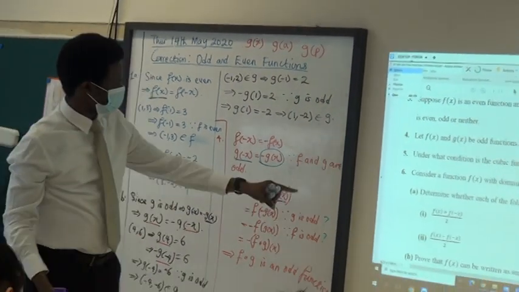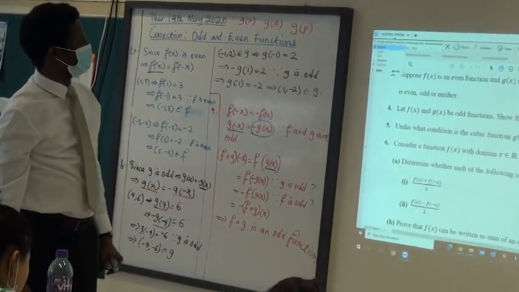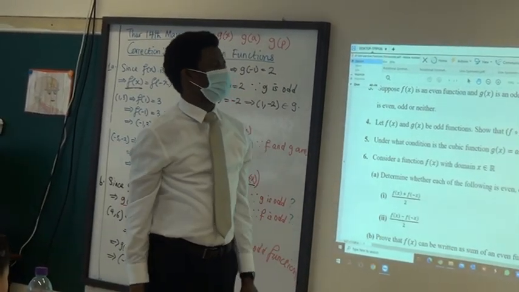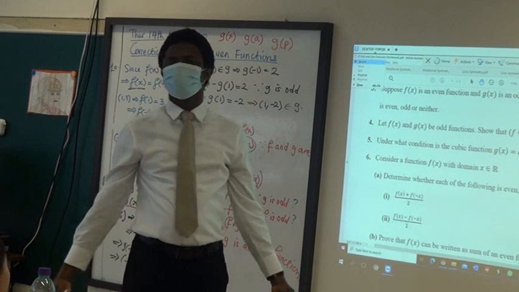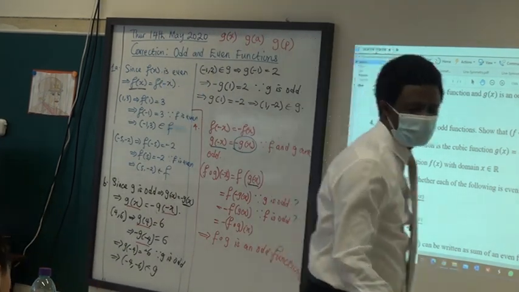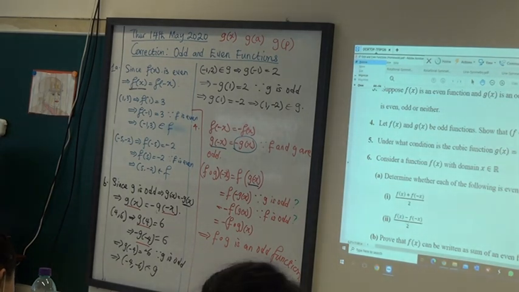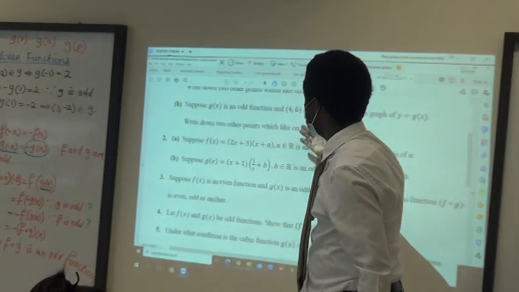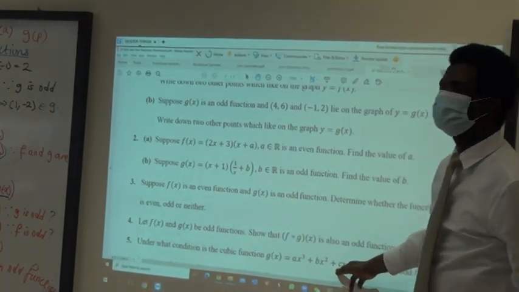Alright. Number 5. Under what condition is this cubic function odd? Just follow the definition and have it on both sides, just like you did in this question. Everybody, just like you did in question 2. That's exactly what you need to do in question 5.